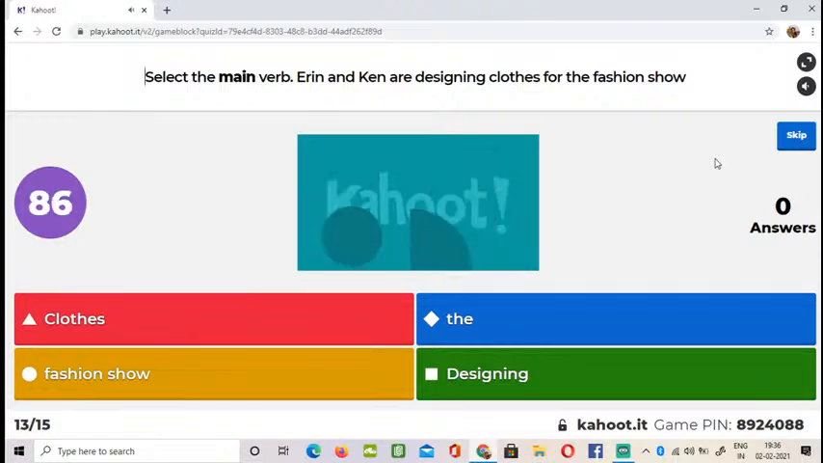Aaron and Ken are designing clothes for the fashion show. Guys, it's not a multi-select question. You should select only one answer. You should select the main verb. From the sentence, Aaron and Ken are designing clothes for the fashion show. And it is not a multi-select question. You should select only one option.